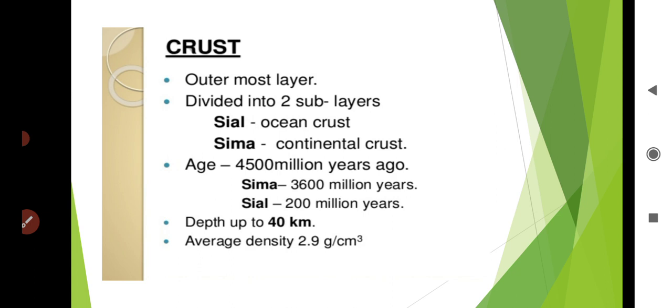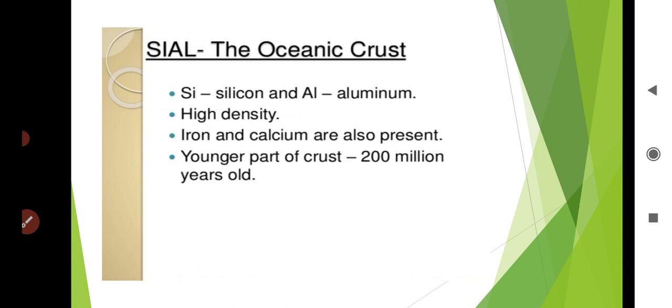And those rocks are of silica and magnesium. Here the specific gravity of this layer varies between 2.7 and 3. Ocean floors are mainly made up of Sima, and hence it is also known as the barysphere.